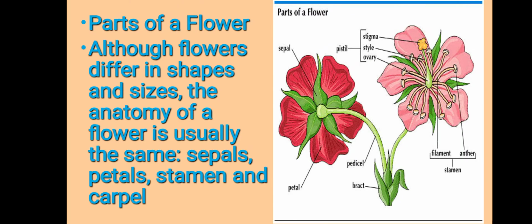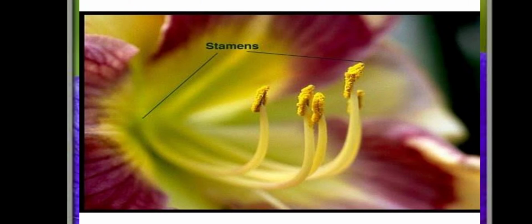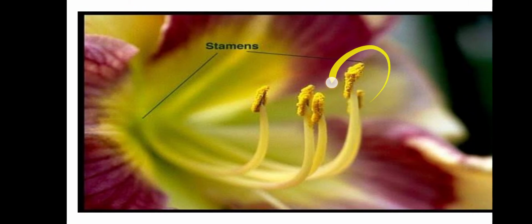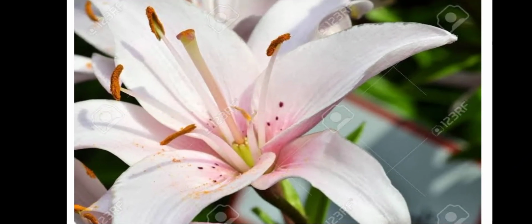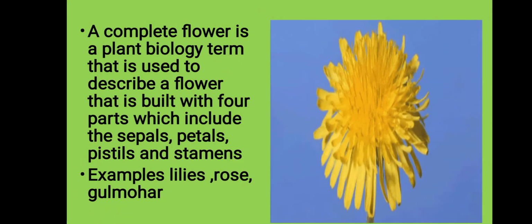For today's class, we have come to know about the parts of a flower, that is sepals, petals, stamen, and carpel. We have come to know that the calyx has a special name, also known as sepal. We have the corolla or petals. The male reproductive part is also known as stamens, or androecium. We have the female reproductive part, also known as gynoecium.